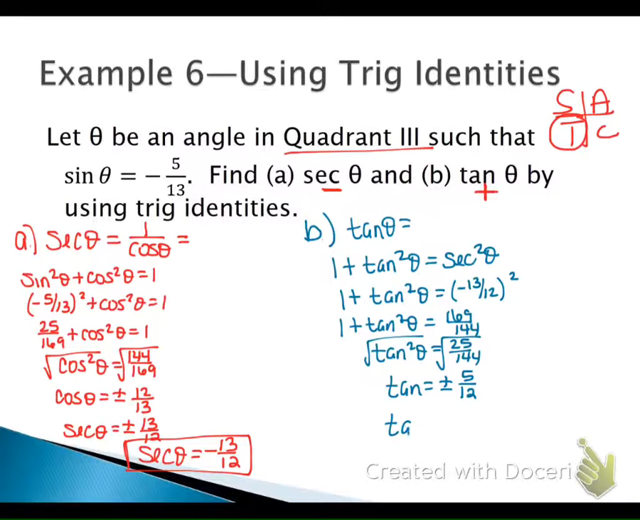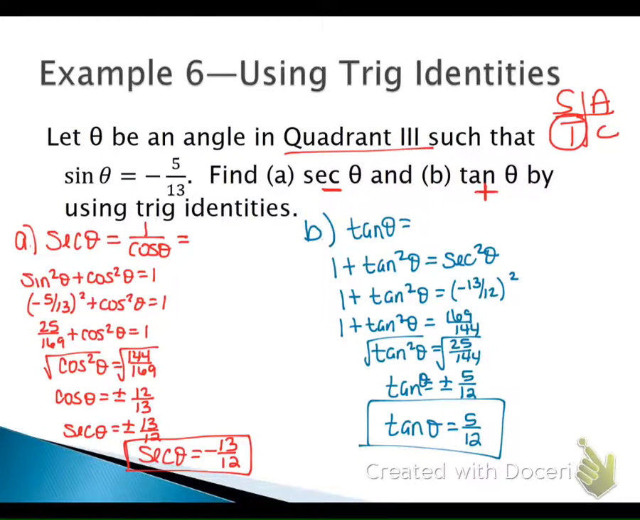But remember, now we're in quadrant 3 and we know tangent's positive. Oops, I forgot my theta on both of these. So let me squeeze that in there. Tangent of theta, what I was saying is tangent is going to be positive in quadrant 3, so we're looking for the positive 5/12. That's not the only way you could have worked it.